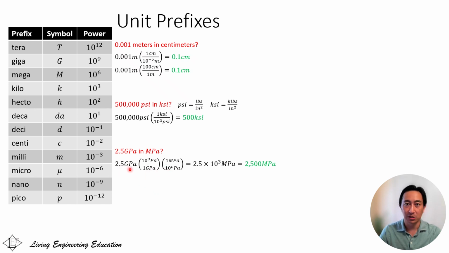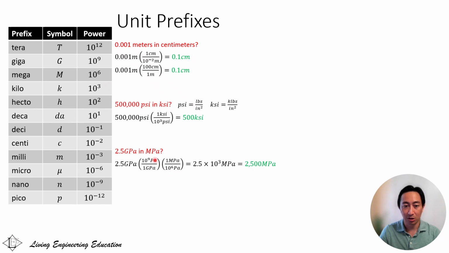So 2.5 gigapascals, that's my original term, okay? So I want to convert this into pascals. So I look, giga, 10 to the 9th. So I need to divide by gigapascals so that I can convert back to pascals, right? Kind of got to drop this term out. So 1 gigapascal is equal to 10 to the 9 pascals. So now I got my base unit in pascals. Now I want to convert this into megapascals. Mega is 10 to the 6. So I divide by pascals and then multiply by megapascals. 1 megapascal is equal to 10 to the 6 pascals.